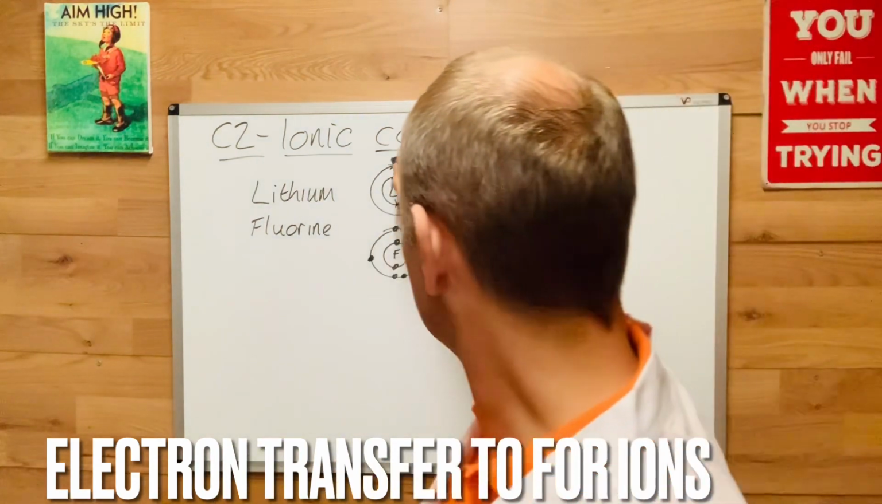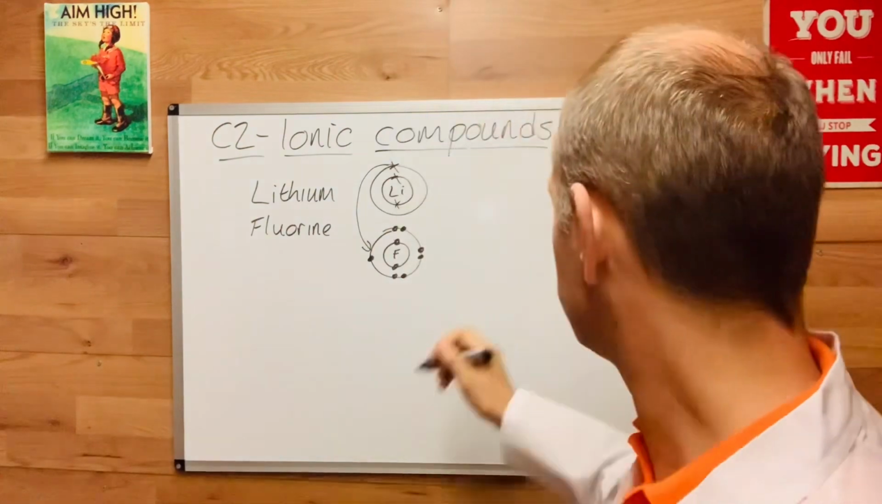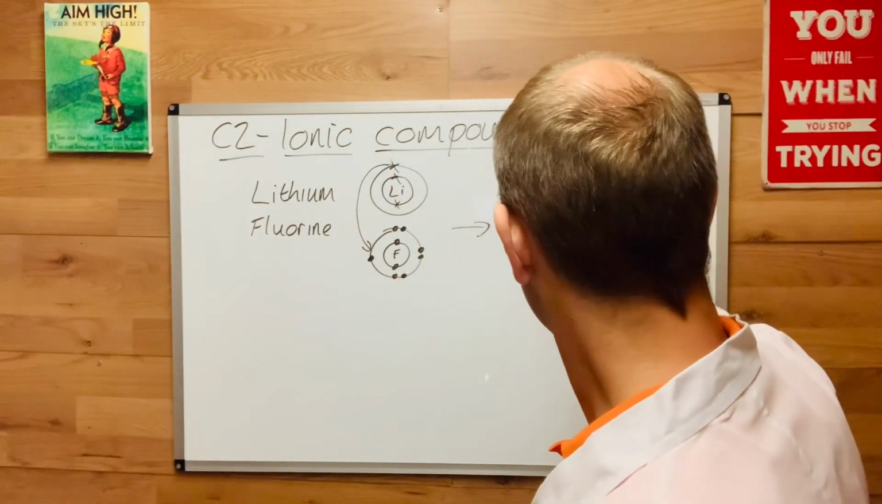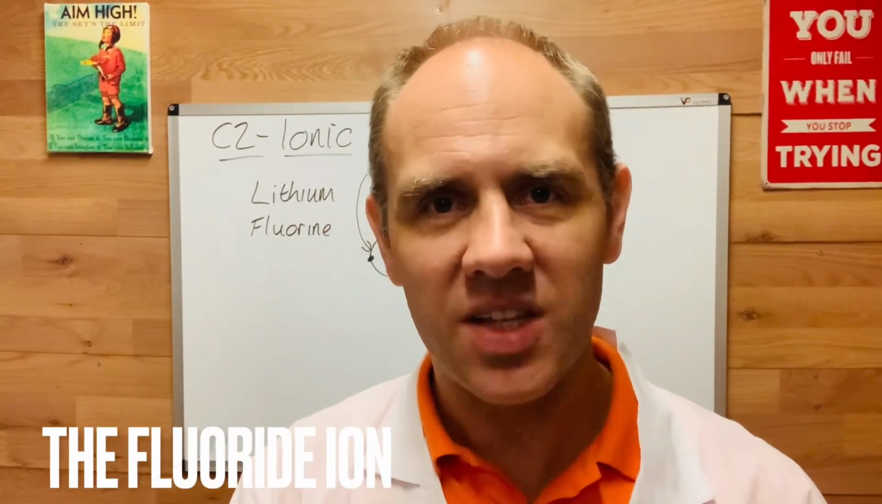Now, if this moves from here to there, the lithium becomes positively charged because it's lost one electron. It has one more proton than electrons that it previously had. The number of protons doesn't change, by the way, but the number of electrons does. Therefore, it becomes Li+. The fluorine atom becomes a fluoride ion, and it's really, really stable.